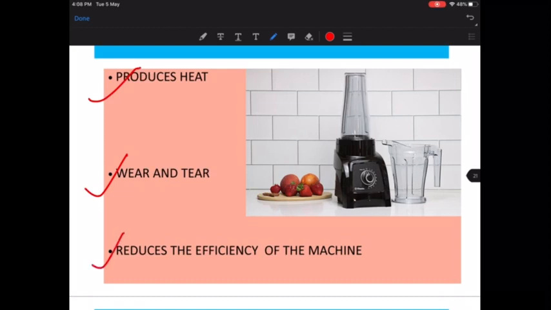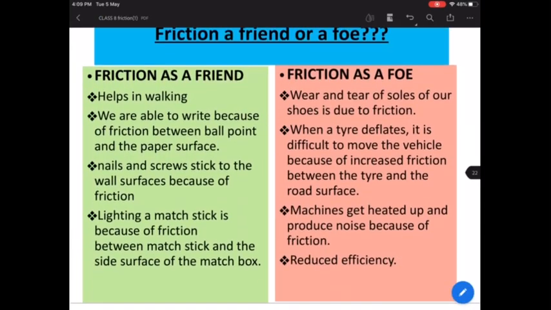So suppose you have your bicycles, and if you don't oil your bicycles on time, if you don't apply any lubricant to it, because of friction the efficiency will reduce. Okay, the efficiency is going to reduce. Fine. So this is what we discussed in the last class.